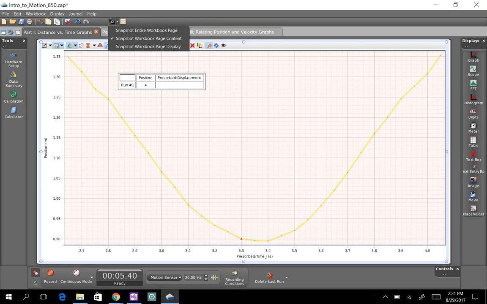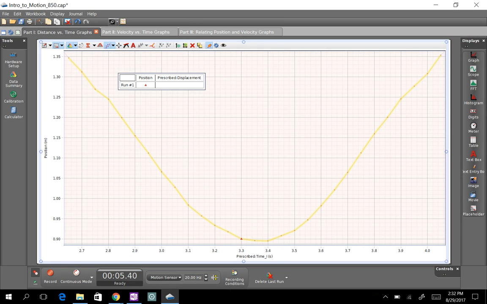That is, it's going to have all of the stuff on the outside. You know, it's going to have the stuff on the left that has data, summary, the stuff on the bottom, record stuff. Generally, you don't want that. The one in the middle and the one in the bottom, for our purposes, are going to be the same. If you have more than one graph, they're different. So make sure it's on either content or display.